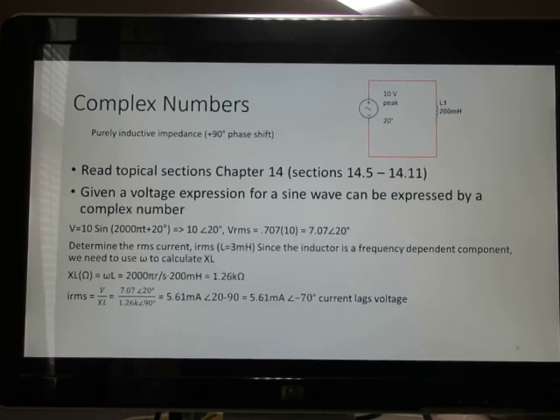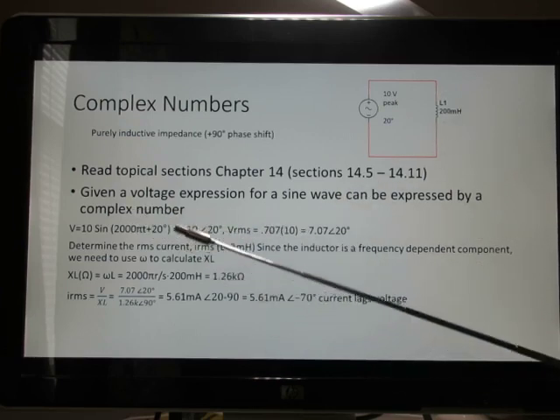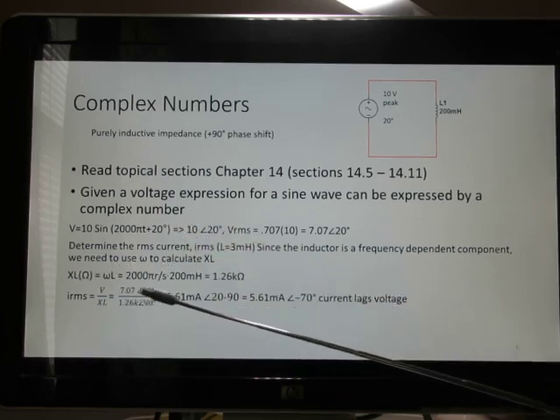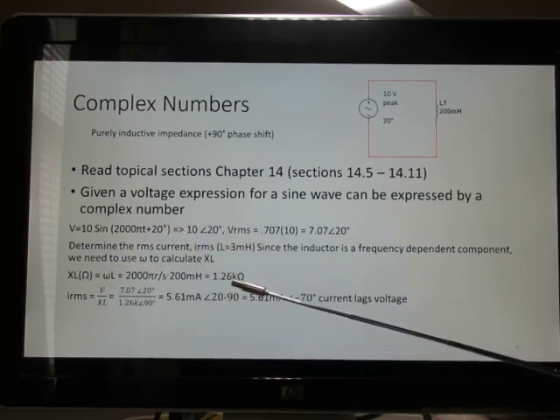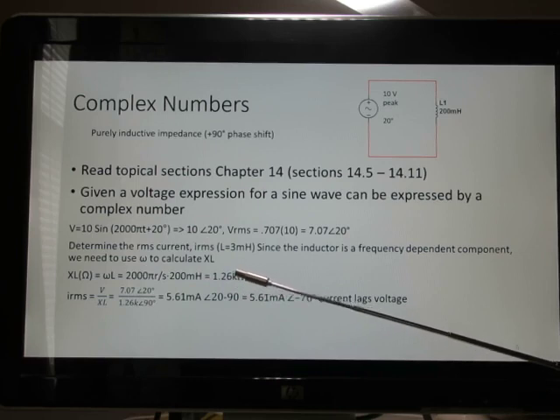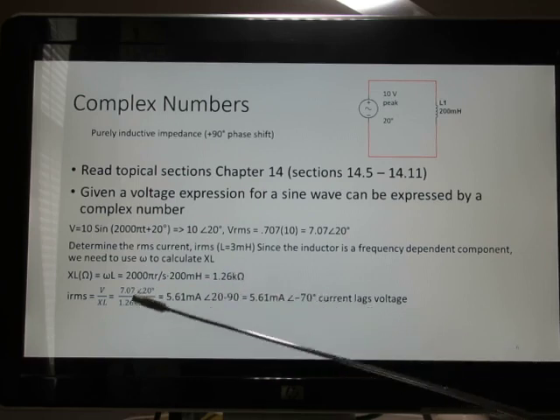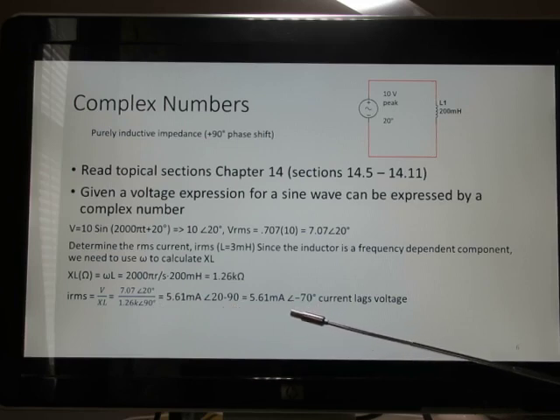In a purely inductive circuit, the current will lag by 90 degrees, and here's an example with a 200 millihenry inductor, and we have the angular velocity, so from that we can compute X sub L, and we get 1.26 K resistance, and we divide the magnitude, subtract the angles. 20 minus 90 gives us 5.6 milliamps at minus 70, where the current lags the voltage.